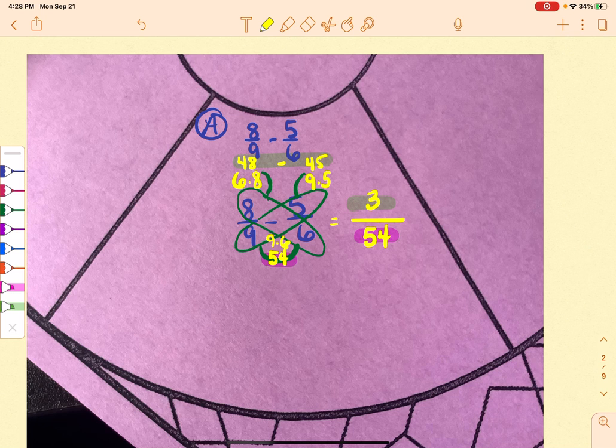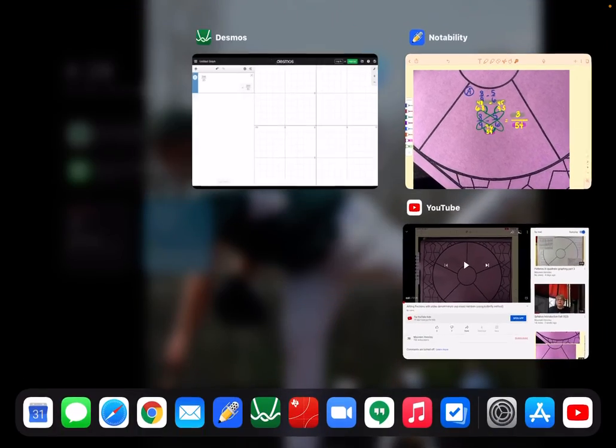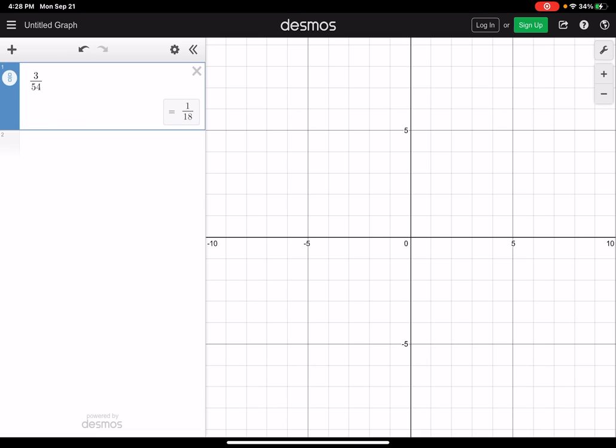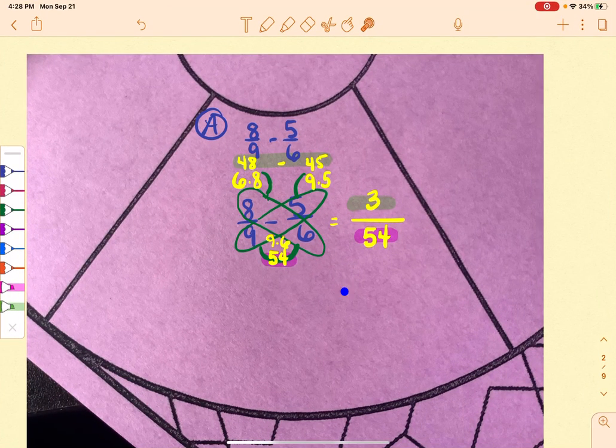And now we're going to take this piece right here and we're going to plug it into Desmos to see if it will reduce. So we have 3 over 54, which is going to reduce to 1 over 18. Now, the good news is, because the top number is smaller than the bottom number, it's a proper fraction, and I don't have to do any dividing with this one. Okay, so let's go to the next one.